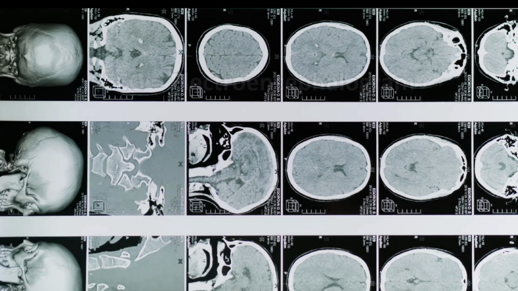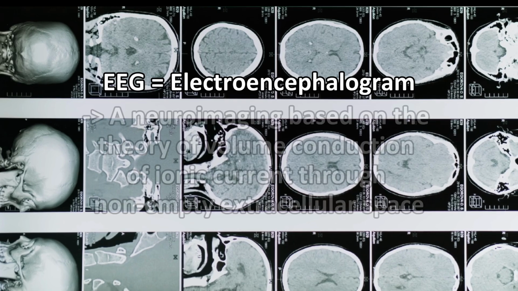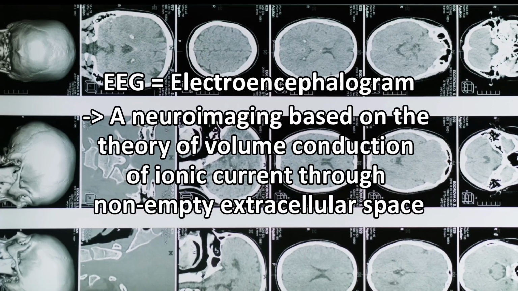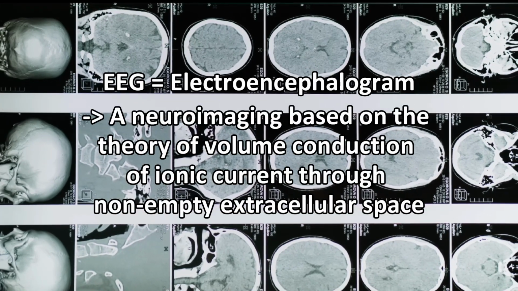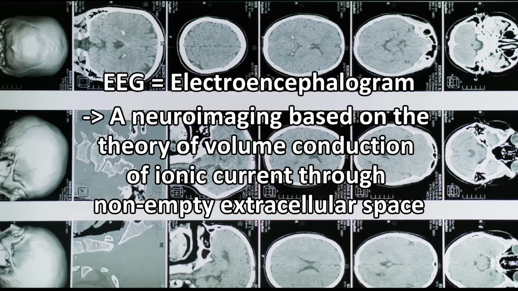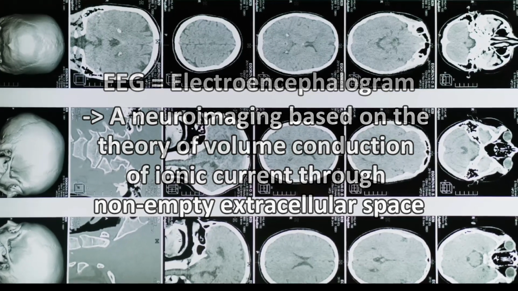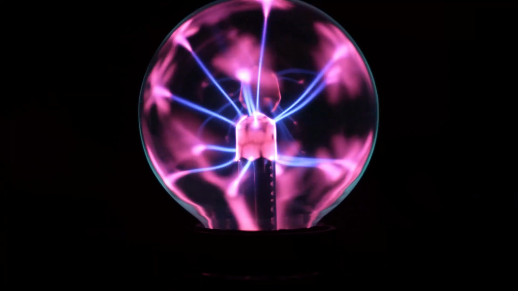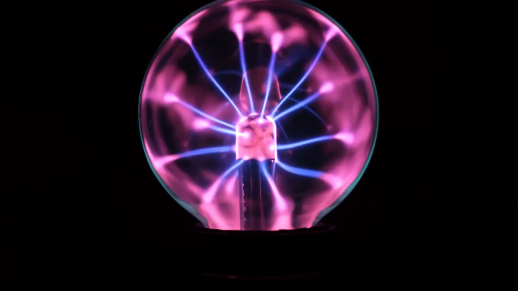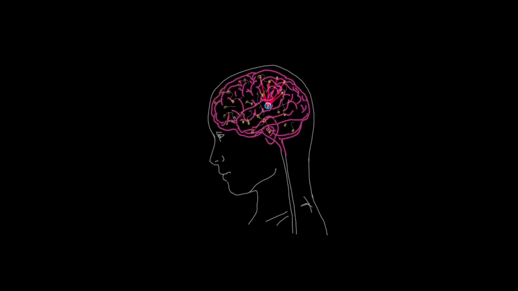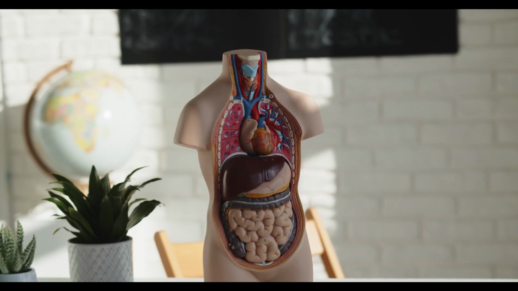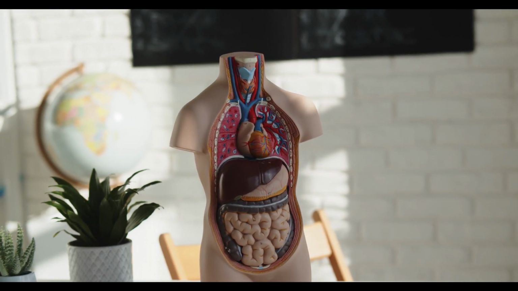So what is an EEG? An EEG, or an electroencephalogram, is a neuroimaging method based on the theory of volume conduction of ionic current through non-empty extracellular space. This theory helps explain the process of electrical signals from neurons being able to travel through fluid-filled extracellular space, or the space between tissues and organs throughout the body.